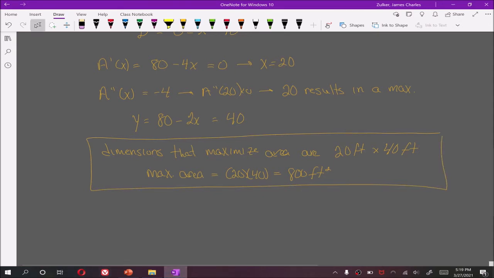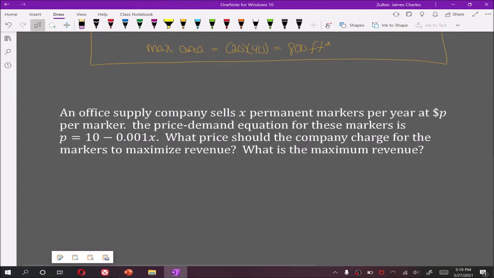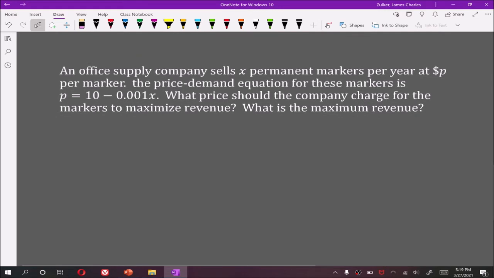For our second example, let's take a look. An office supply company sells x permanent markers per year at P dollars per marker. The price-demand equation for these markers is P equals 10 minus 0.001x. At what price should the company charge for the markers to maximize revenue? And then what is this maximum revenue?